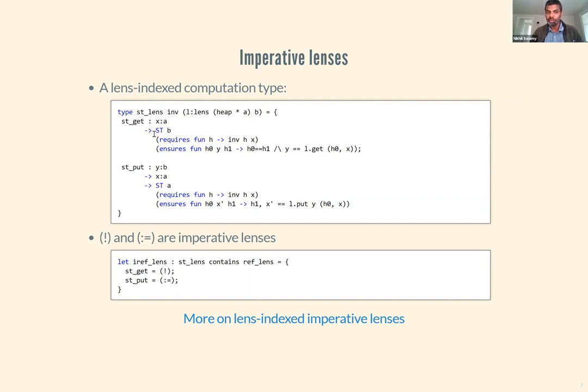Given one of these pure lenses, I can derive a stateful lens from it, and likewise I can do the stateful update using an ST put. Just as select and update formed a pure lens, bang and assignment form an imperative, stateful lens like this. So if you want, you can stack these abstractions and program against your imperative mutable heap using these stateful lenses. This is up to you to design, and there's a link there that shows how you can design a library of stateful lenses.